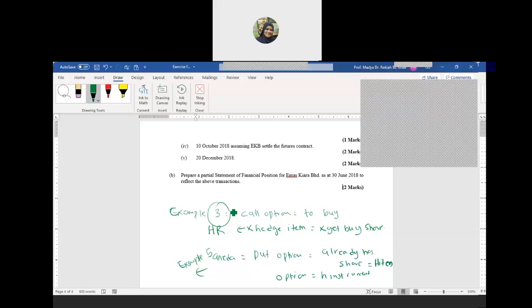Should I answer? Okay, so clear about that one. So different things. Example 3 is a call option to buy. Example 4 is a put option. Example 5 is also a put option, an option to sell. So you already have the hedged item and then you bought the hedging instrument. But for example 3, the call option, you don't have the hedged item, you only have the financial instrument. So you cannot enter the hedging relationship. Okay, clear about that one.